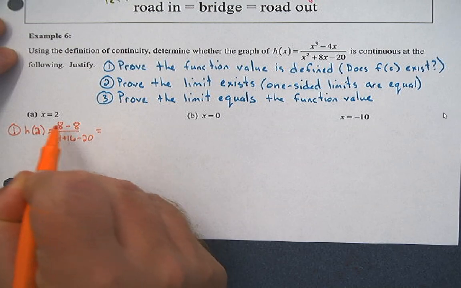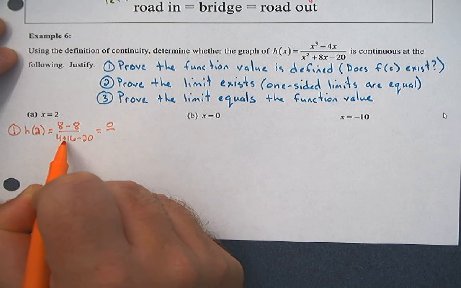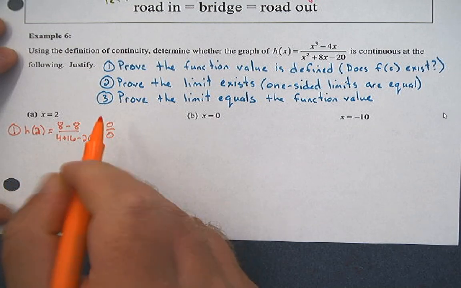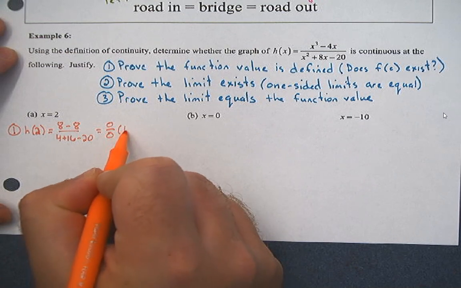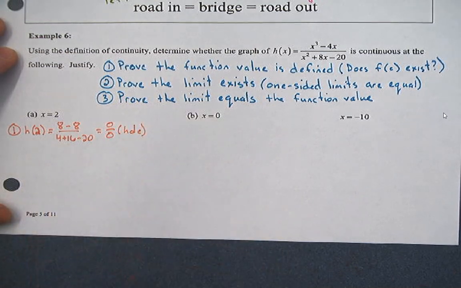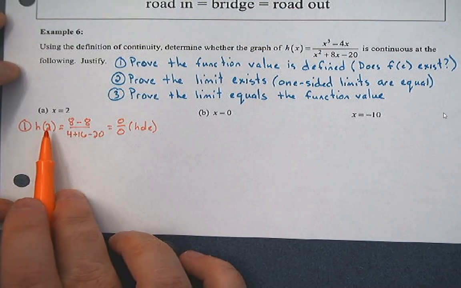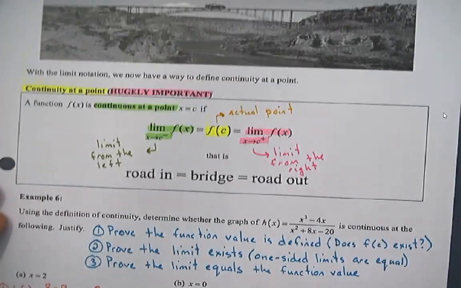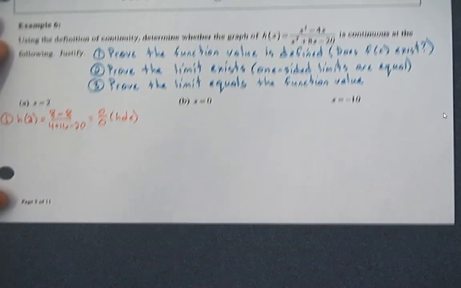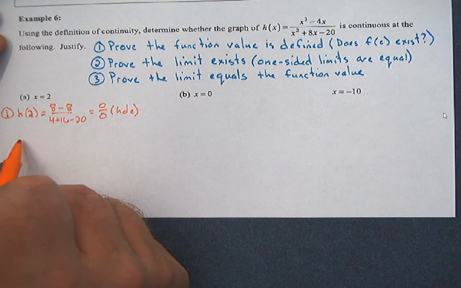Minus 20. 8 minus 8 is 0. 4, 16, 20. 20 minus 20 is 0. What does this mean? I know already. My graph has a hole. And if my graph has a hole at 2, can our function be continuous? There's no bridge. So could you get across the chasm? No. So we would say something like this.